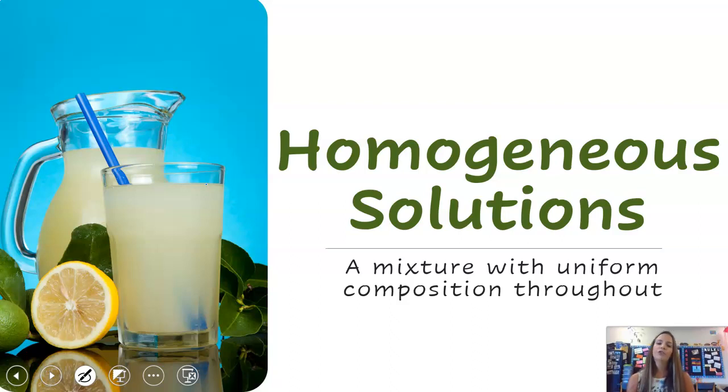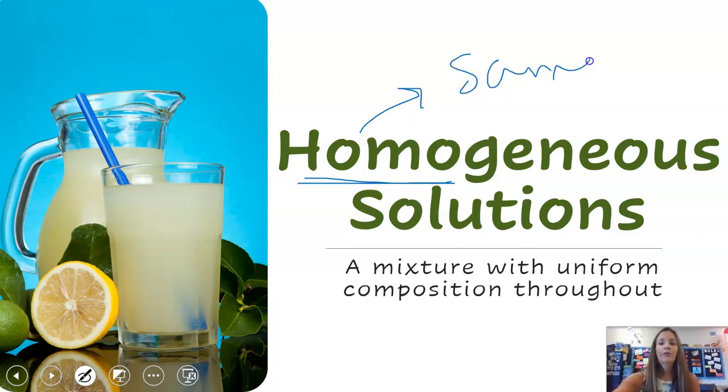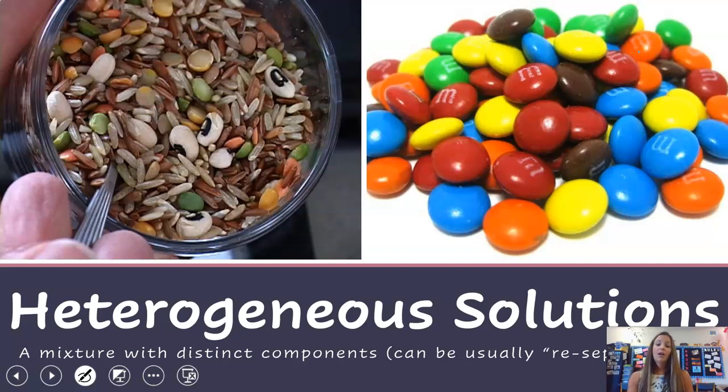There are two types of solutions: homogeneous solutions, which have a uniform composition throughout. The prefix homo means same, so no matter what sample you take of the solution, it's going to be the same. On the other hand, you have a heterogeneous solution. This solution has distinct components. You see two examples here, or like trail mix, for example.